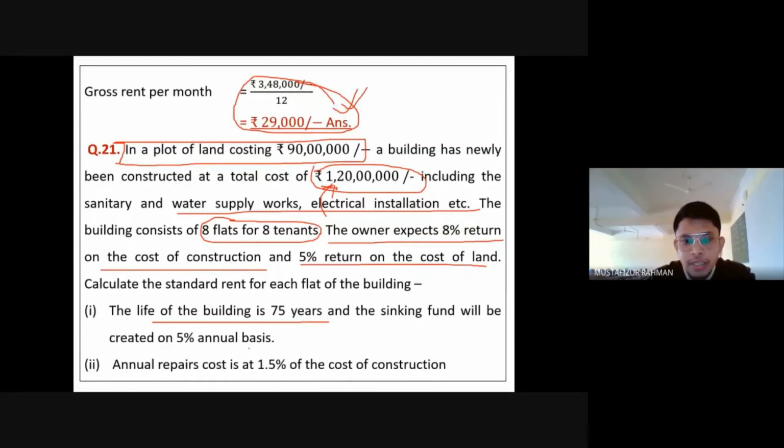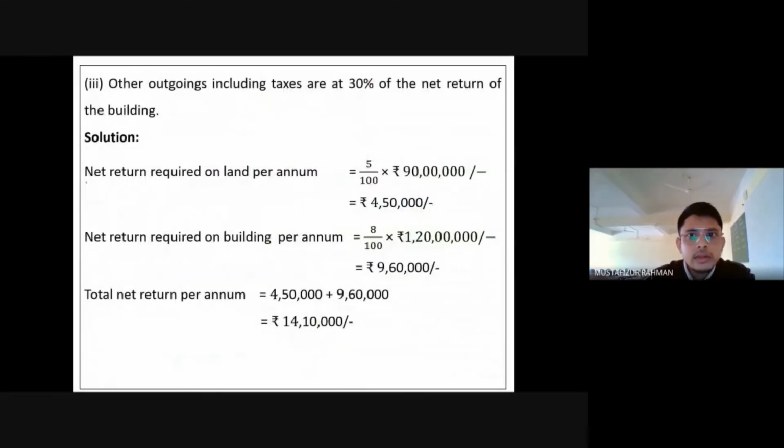Sinking fund will be created on a 5% annual basis. So we have to generate the sinking fund. We have to use the formula and find out what is the value for sinking fund, and we shall have to keep it as outgoing. Remember, sinking fund, we have to keep aside so that at the end of the life of the building, we have that money. So this is outgoing. Then there are annual repairs and other outgoings given at 30%.